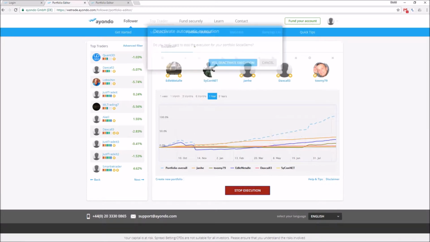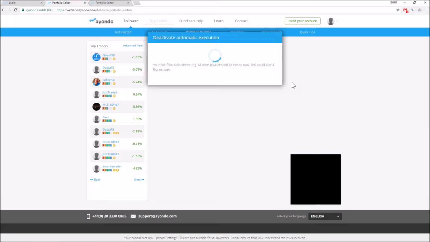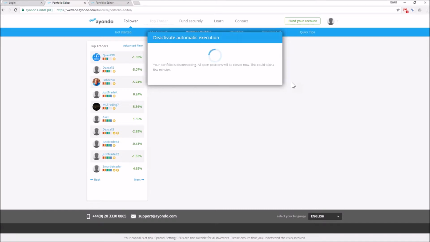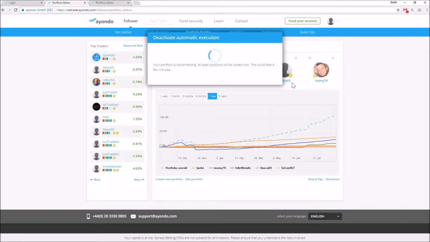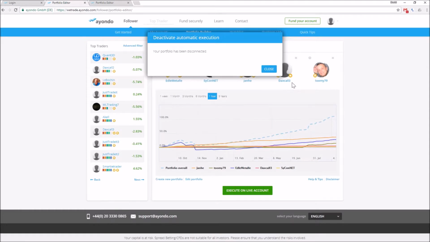But if I stop execution, and we'll start it again, deactivate execution. So if I change my mind, maybe halfway through a month, and I think actually I might want to change my approach, or I might want to change something else, then it's very easy just to click on stop execution, and it stops you following any more trades and closes any open positions that may be running on your account.